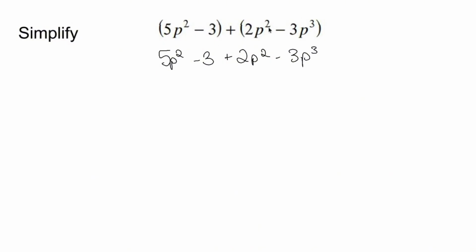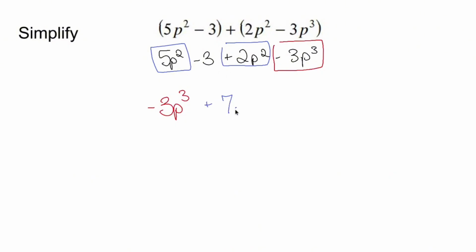Okay, now let's try to combine like terms. Let's go with the highest degree, which is this guy. Now there's nothing like negative 3p cubed. Negative 3p cubed doesn't have any other p cubes floating around, so we will write out negative 3p cubed. 5p squared is like terms with 2p squared. 5 plus 2 is 7, so 5p squared plus 2p squared is 7p squared.